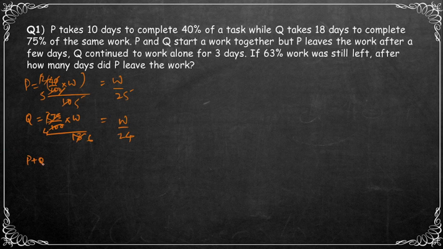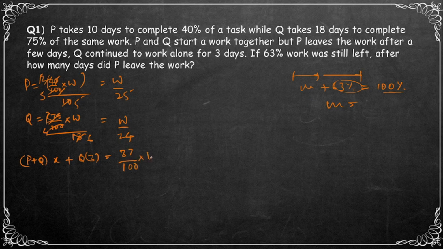P and Q started working together. Let's say they have worked for X number of days, then P left, Q worked for 3 more days, and they completed some part of the work. Some part of the work they completed, the rest remaining is 63%. Now if we add this plus this, we should get 100% of the work. So that amount of work is 100% minus 63%, which is 37% of the total work.